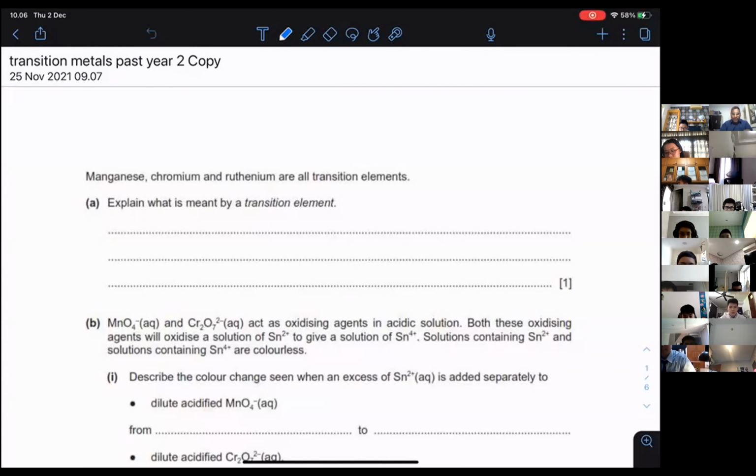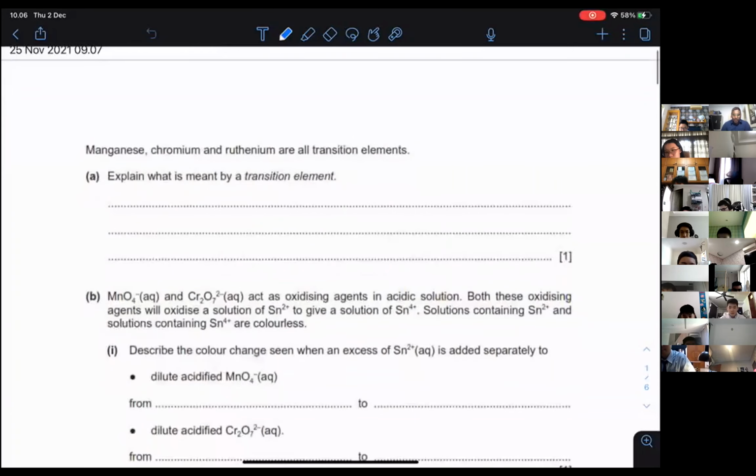So you see here, manganese, chromium, ruthenium are all transition elements. What is meant by transition element? Rather than I give you the answer, of course there is going to be a marking key there, but maybe I'll ask Megan to give me the answer. What is a transition element, Megan? They are D block elements which have one or more oxidation, one or more stable ions.